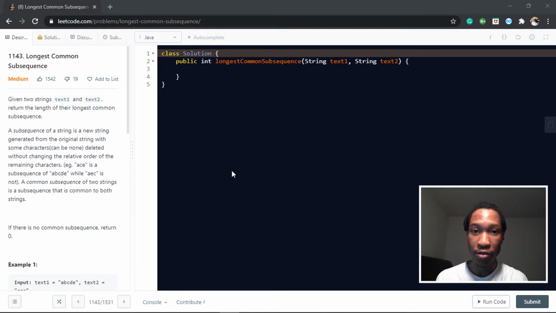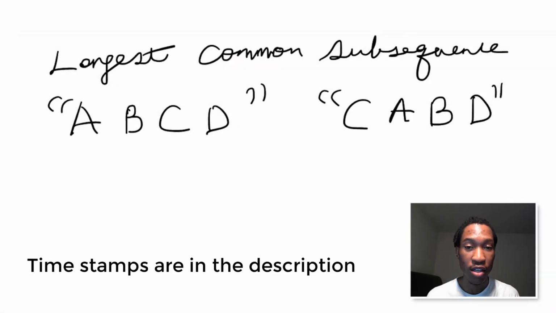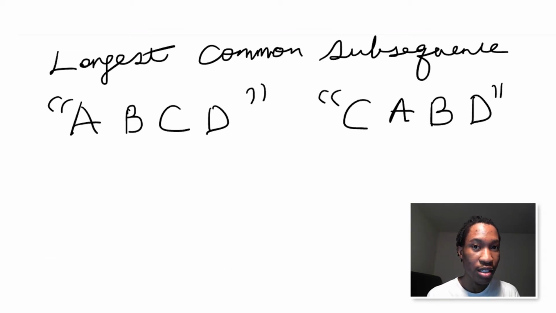Okay, so before we dive into the code, let's talk about what a common subsequence is. A subsequence is a sequence of characters in a string that are not necessarily adjacent, not necessarily next to each other as you would find in a substring, but they are ordered in the exact sequence they appear in the original string. So all substrings are subsequences, but not all subsequences are substrings.